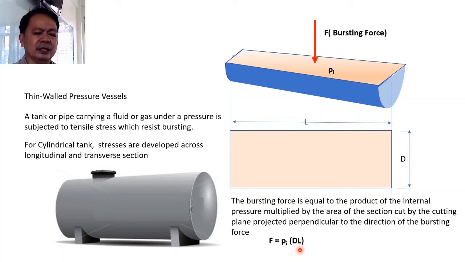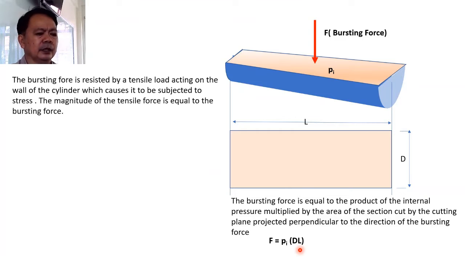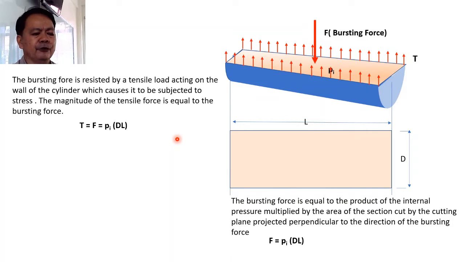And this vessel will be subjected to a tensile load acting on the wall of the cylinder to resist the bursting effect of the pressure. And this will be seen as all those forces acting on the wall, as you would see in the illustration. So these forces may be summed up as T. And if we apply the condition of equilibrium, we would expect that this T will be equal to the magnitude of that bursting effect.